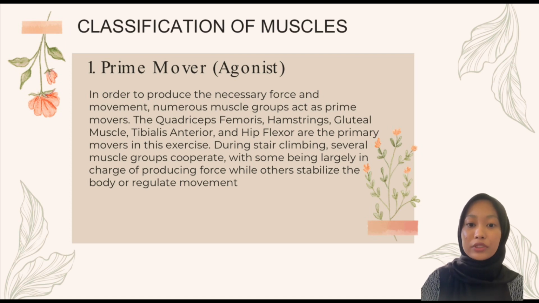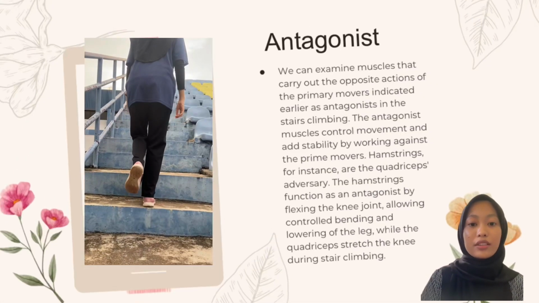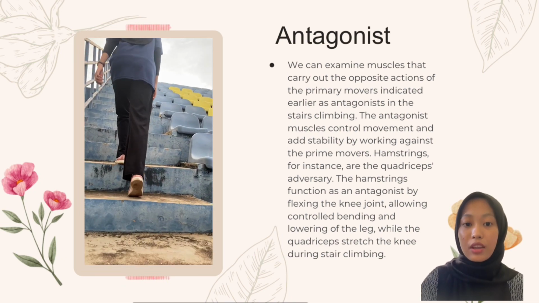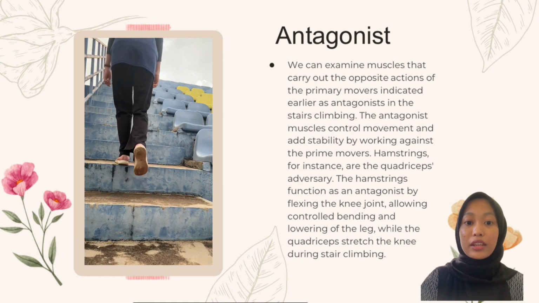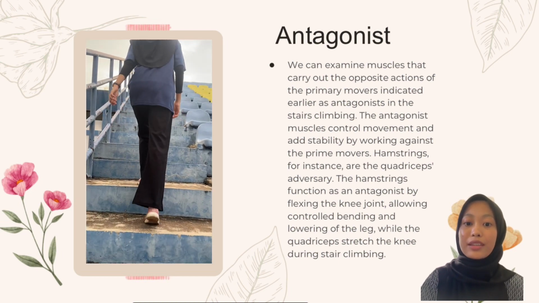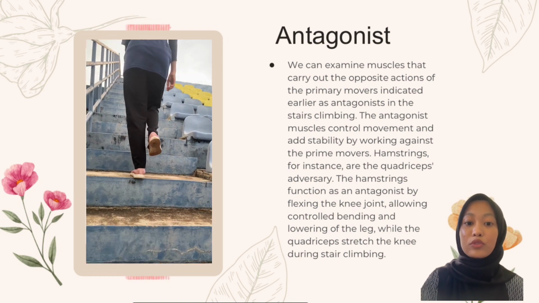act as prime movers. The quadriceps femoris, hamstrings, gluteal muscles, tibialis anterior, and hip flexor are the primary movers in this exercise. During stair climbing, several muscle groups cooperate, with some being largely in charge of producing force while others stabilize the body or regulate movement. Then, antagonists: we can examine muscles that carry out the opposite actions of the primary movers indicated earlier as antagonists in stair climbing. The antagonist muscles control movement and add stability by working against the prime movers.